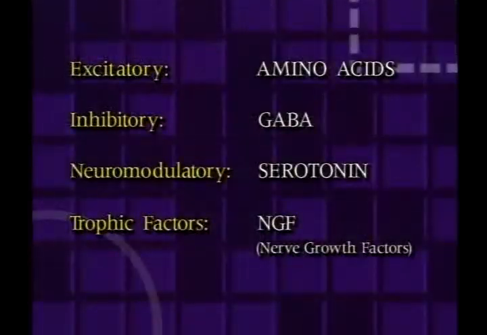What are some typical examples of excitatory transmitters? Well, amino acids. These chemical substances may be important in disorders such as stroke and ischemia. Inhibitory transmitters include the substance gamma-aminobutyric acid, also referred to as GABA. This is a compound that is affected by drugs like Valium and Librium. Neuromodulatory transmitters include chemical compounds such as serotonin or norepinephrine. Trophic factors include things like nerve growth factor, the substance that's being studied in Alzheimer's disease.